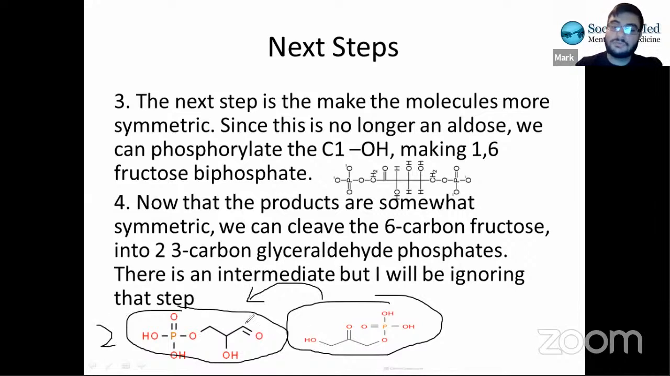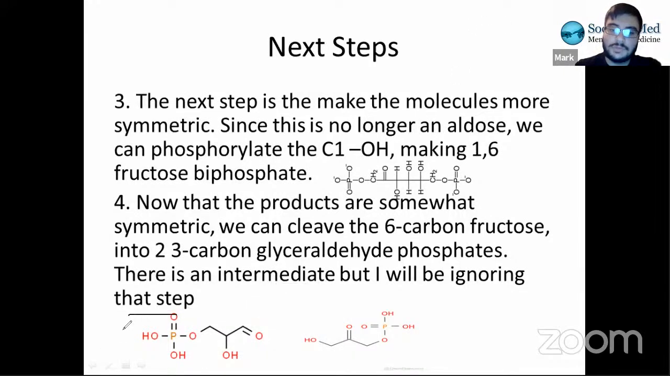Okay, so initially you get 2 slightly different molecules, but then one of them just gets immediately converted into the other one. So that's why I didn't bother with the intermediate, but I just think you guys should know that. Okay, so in the end, you have 2 of these.